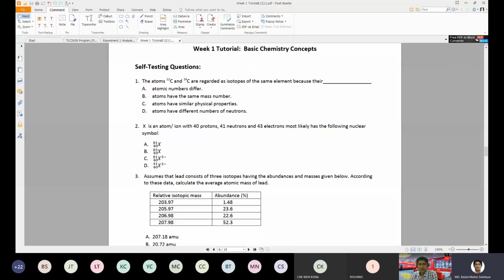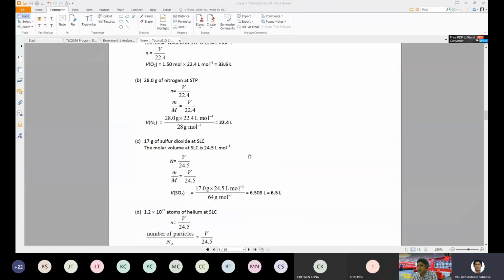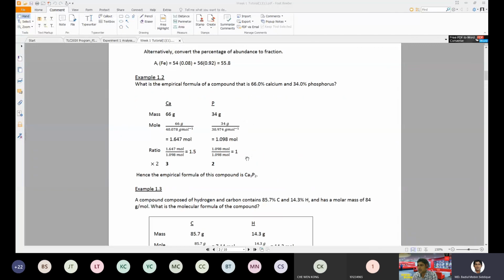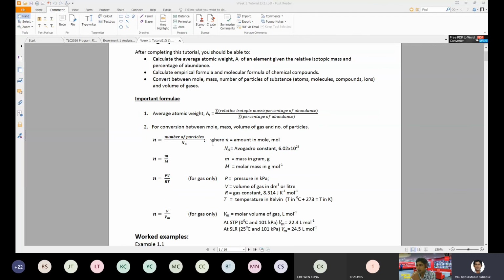Okay, so what I'm going to do is, first, the worked problems that have been solved here, and the important formulas and everything.